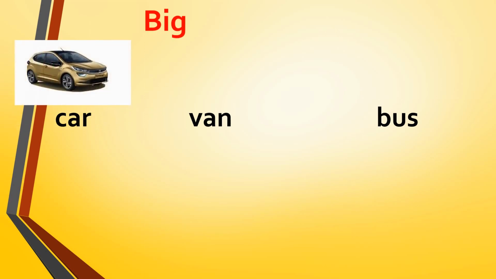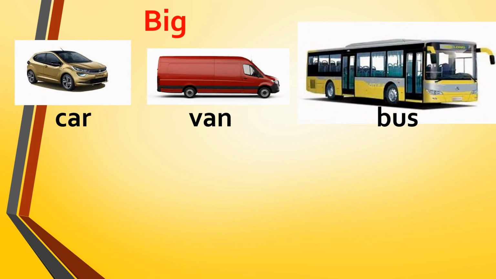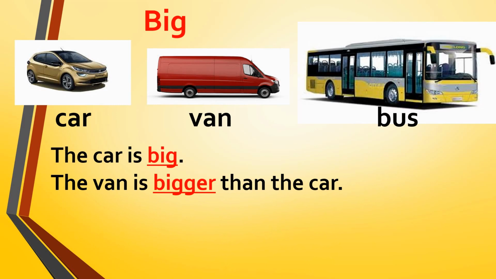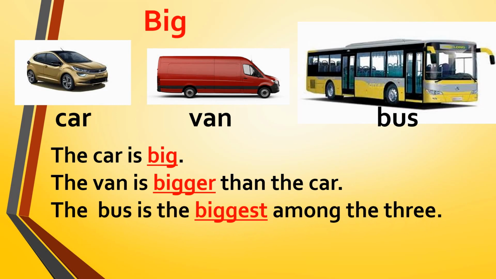See the picture and observe the picture. The adjective over here is big. Car, van, bus. The car is big. The van is bigger than the car. The bus is the biggest among the three. Big is positive degree, bigger is comparative degree, and biggest is superlative degree.